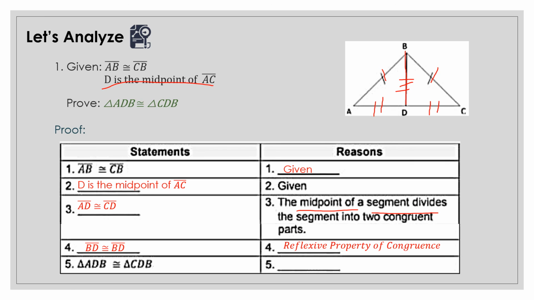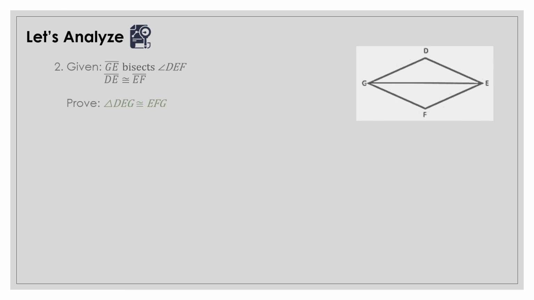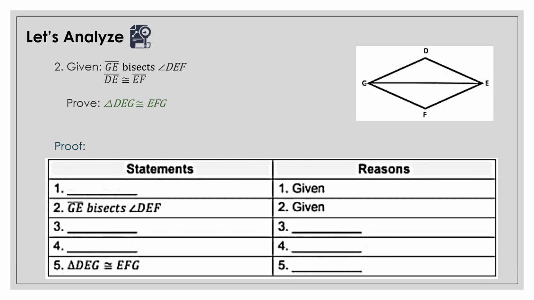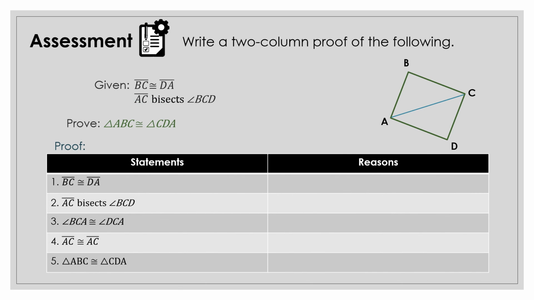So by looking at our illustration, we could say that the side and side are all congruent. So triangle ADB is congruent to triangle CDB. And what is our reason for that? It's by SSS postulate. Did you get that correctly? Good job. Now it's your turn to answer number 2 of Let's Analyze. Answer as well the assessment part of your module.